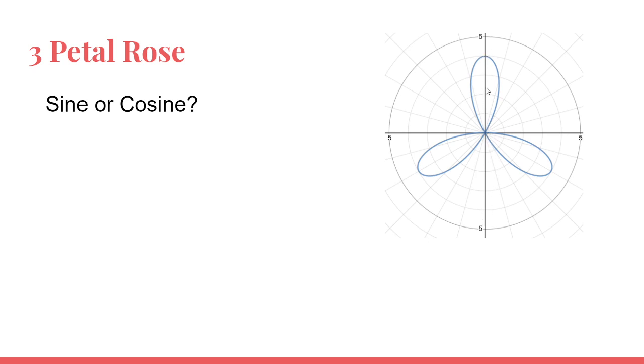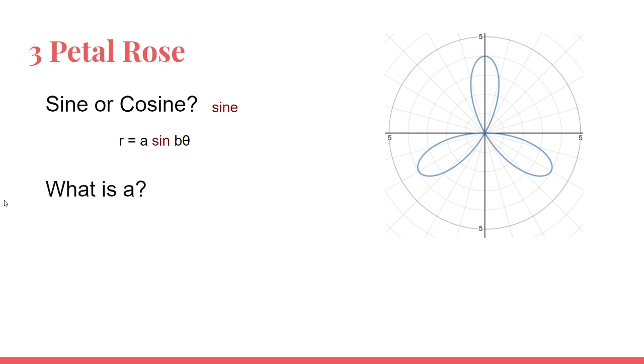So that axis right there, that's the axis of symmetry. So that is sine, and we'll just plug that right into our equation here. So now we've got r equals a sine b theta, and we're going to need to calculate these other values.